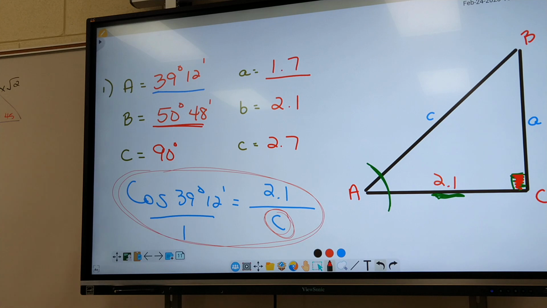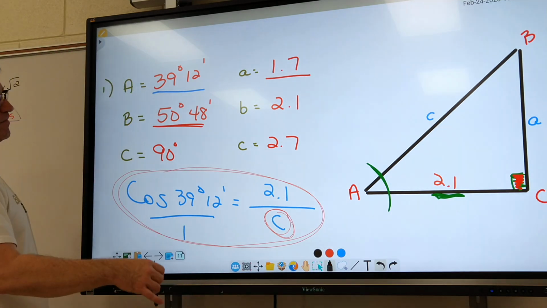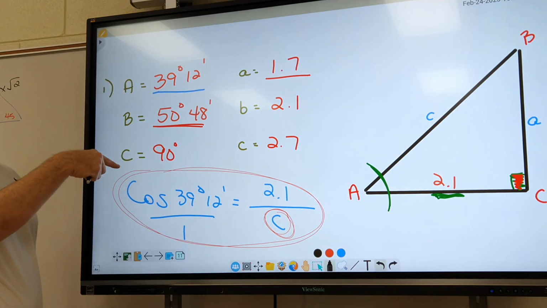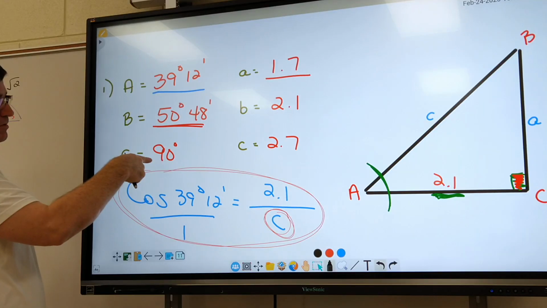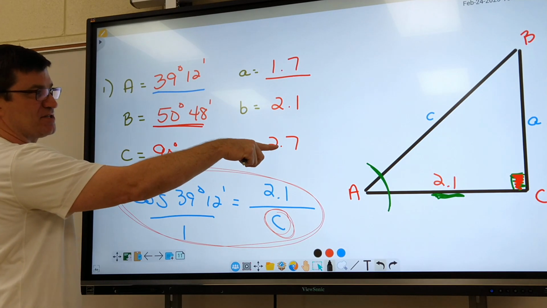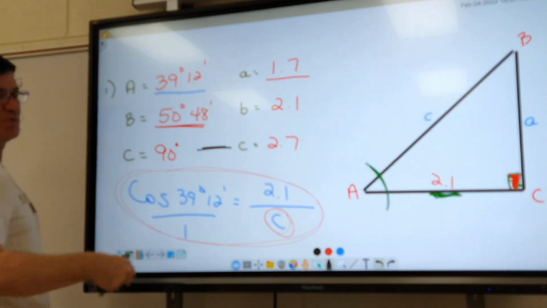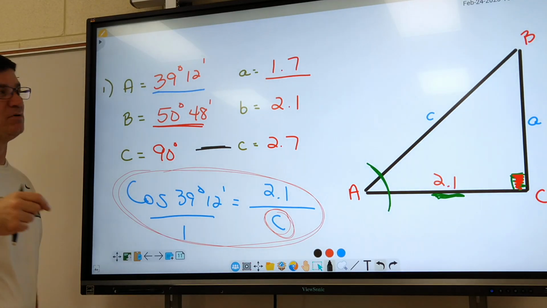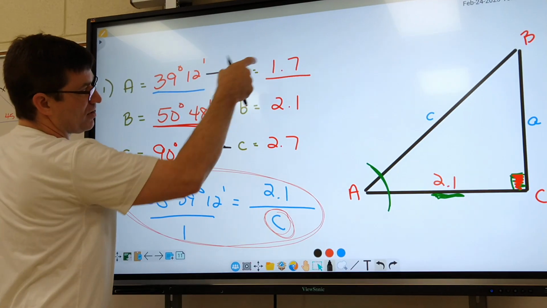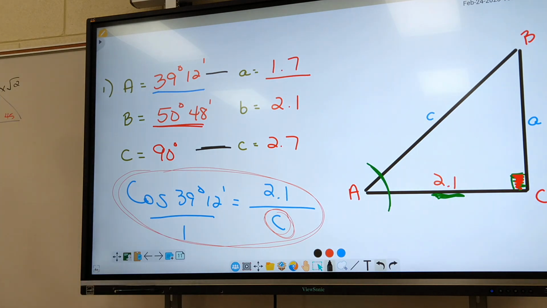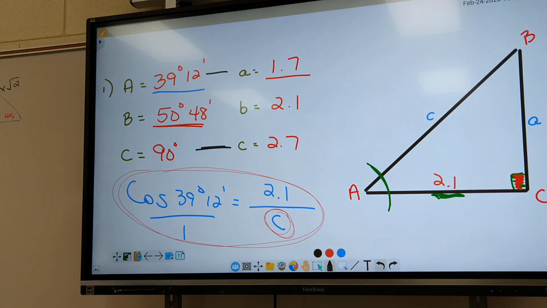Now, let me show you a trick, Jada. Which one's the biggest angle? 90. So it should have the longest side. Is that true? Yes. Which one's the smallest angle? 39. So that should have the smallest side. It should match up. If it doesn't match up, you messed up somewhere. All right, so that's how we do these. They'll get a little bit different. We'll do 3 or 4 today and we'll quit.